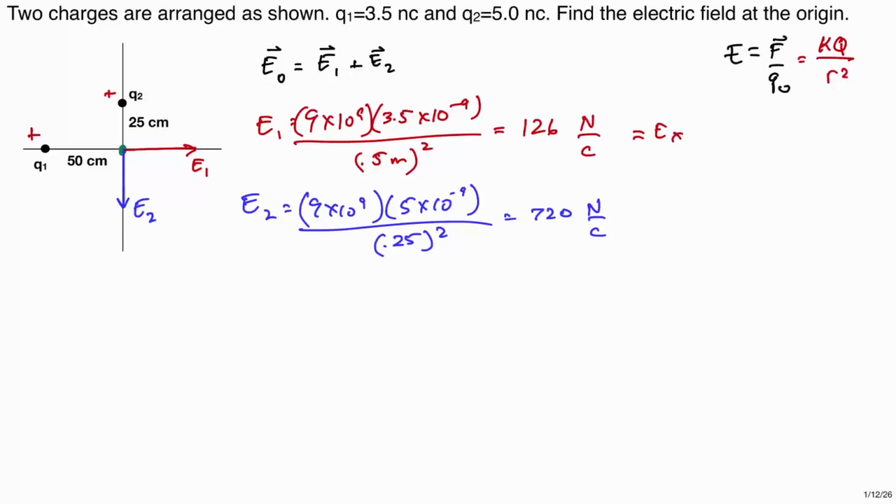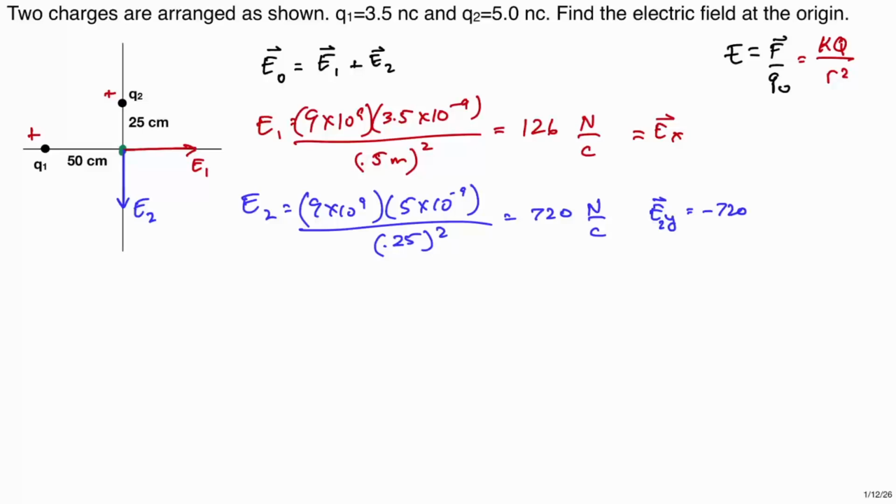This is E_x. E1 points horizontally in the positive x direction, right? So, what about E_y? E2y is going to be negative 720. Why negative? Because it points down, right? Okay. So the 126 is positive because it's pointing to the positive x.